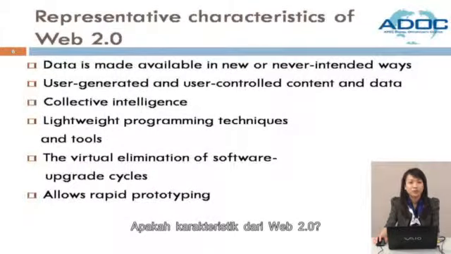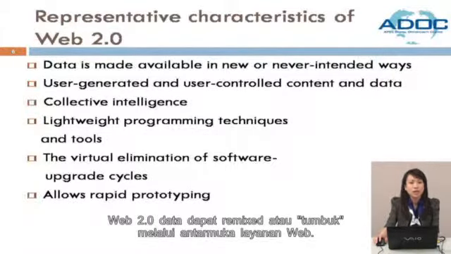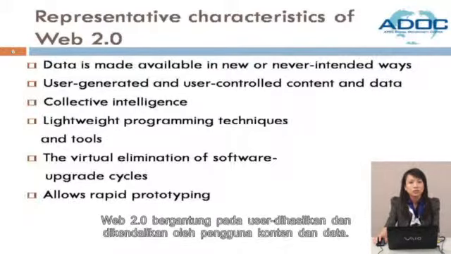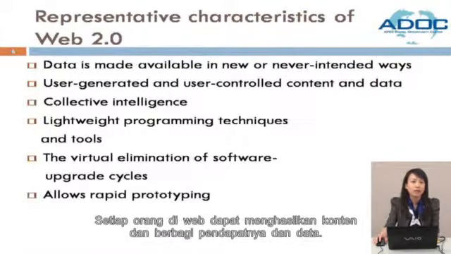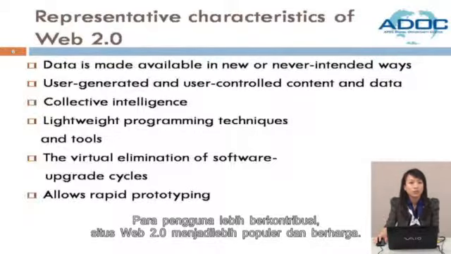What are the representative characteristics of Web 2.0? Data is made available in new and unintended ways. Web 2.0 data can be remixed or mashed up through a web services interface. Web 2.0 relies on user-generated and user-controlled content and data. Everyone on the web can generate their own content and share their opinions and data. Web 2.0 has the ability of collective intelligence. The more users contribute, the more popular and valuable a Web 2.0 site becomes.